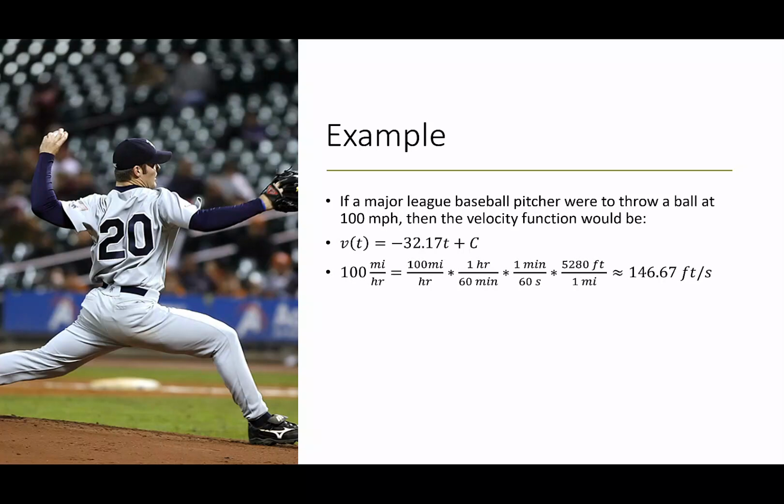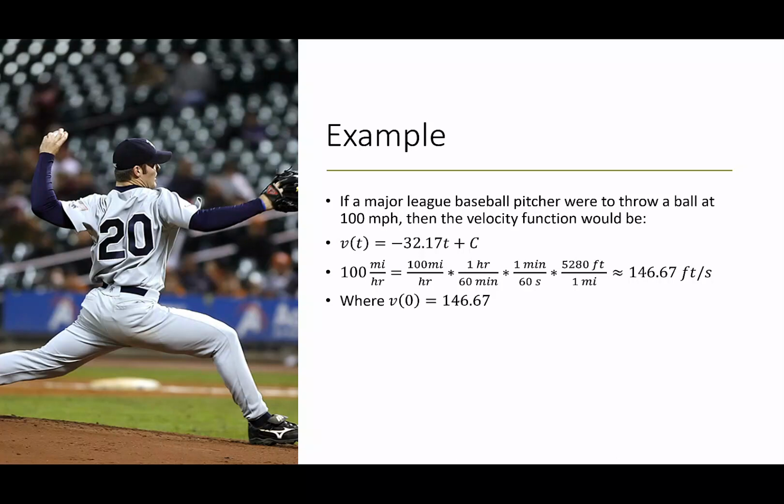To change hours into seconds, we first multiply by 1 hour having 60 minutes, then every minute will have 60 seconds. Then to go from miles to feet, we're going to multiply by 5,280 feet in a mile. This says our initial velocity was 146.67 feet per second.